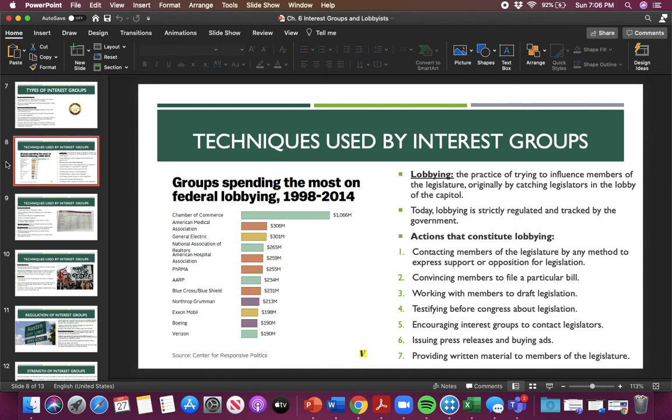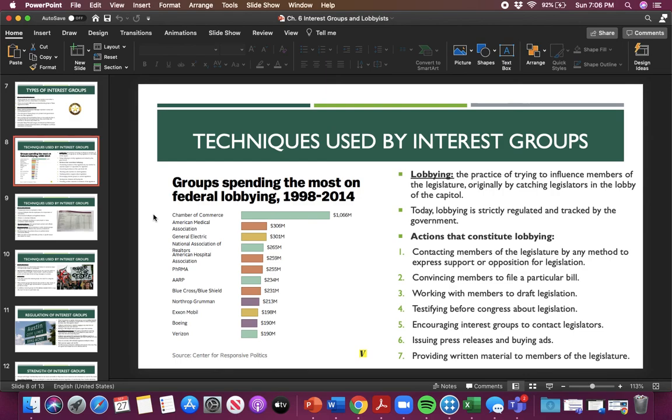Convincing members to file a particular bill, working with members to draft legislation, testifying before Congress about legislation, encouraging interest groups to contact legislators, issuing press releases and buying ads. See, now we're starting to get into money. And then providing written material to members of the legislature to try and educate them on your point of view. If you look over here, now this list is a little old, but I think it's still pretty accurate. This is the amount of money spent on federal lobbying from 1998 to 2014.